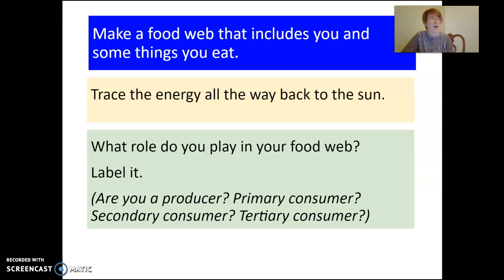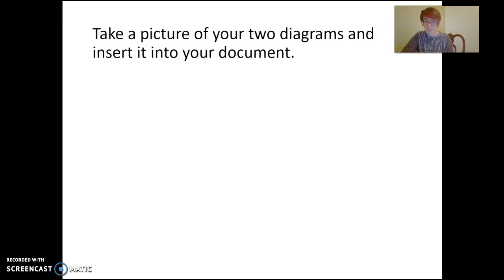We usually find ourselves highest up on the food chain like that when we're talking about ocean food webs. They tend to have more levels. You might eat a tuna that eats a smaller fish, that eats a smaller fish, that eats a smaller fish. And that's how you can end up pretty high up. All right, so now take a picture of those diagrams, insert that into your document so we can see your beautiful work.